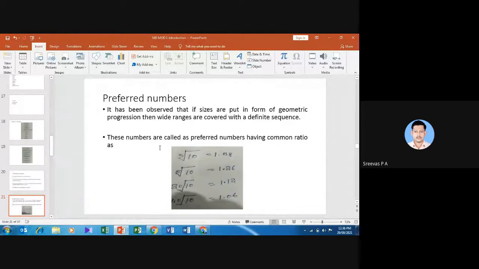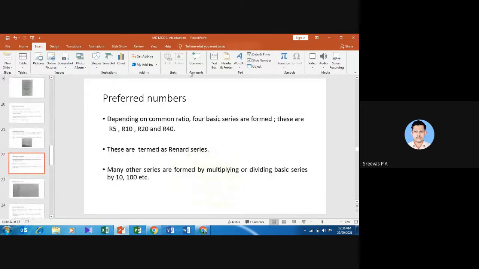Okay. Similarly, in case of R10 series preferred numbers, its common ratio is 10 raised to 1 by 10. That will be equal to 1.26. In case of R20 preferred numbers, the common ratio of the series will be 10 power 1 by 20. That will be equal to 1.12. Similarly, in case of R40 series, the common ratio will be 10 power 1 by 40. That is equal to 1.06. Okay, I will show you the series. So depending on common ratio, 4 basic series are found. Okay, that we have discussed: R5, R10, R20 and R40.